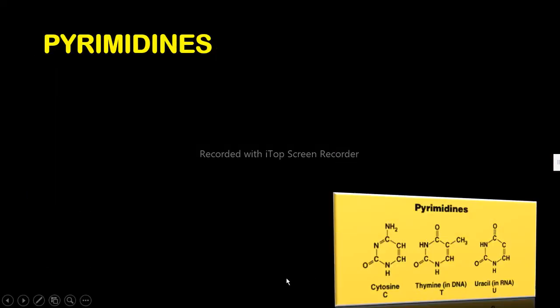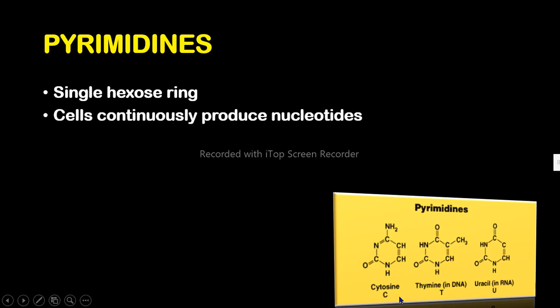And so what are pyrimidines? They have just one single hexose ring, one single ring. Okay? Either it is a heterocyclic ring, you can see, you have nitrogen in addition to carbon. And they include cytosine, thiamine, and uracil.